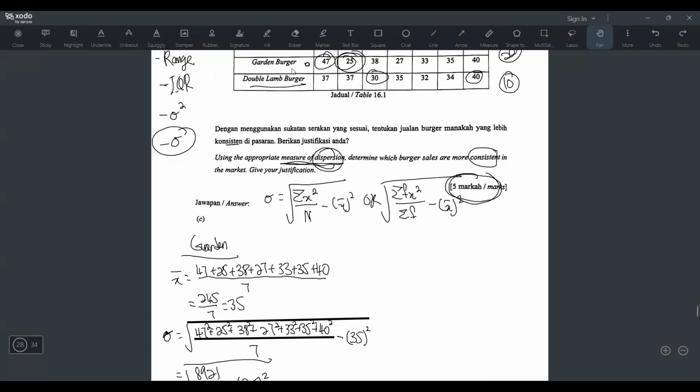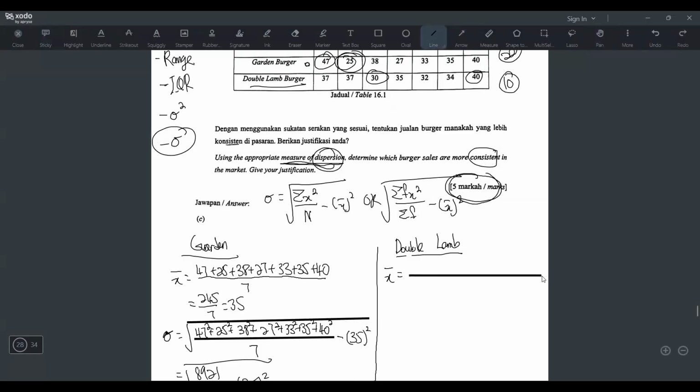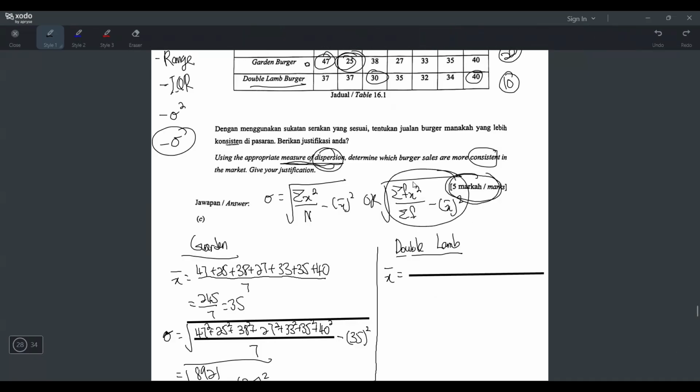Now let's do double lamb burger. Do the same thing. Find the mean first. The formula is you take everything plus and then divide by 7. Hey, what if it's grouped data? Then how to find the mean? You have to take midpoint times frequency, divide by total frequency. Because for grouped data, they will give you classes, and then you have to use the midpoint to represent the class. But that one is if it's grouped data. Okay, let's come back here.